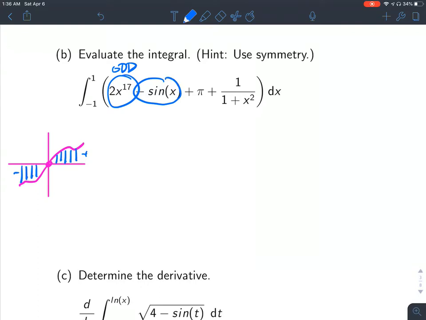Sine is also odd. Sine normally looks something like this. Since this is negative, it's reflected over the y-axis, so it would look like this. But regardless, it's odd, so that means these areas are going to cancel out because the upper and lower bounds are symmetric with the y-axis. So those first two parts are equivalent to saying that the areas are 0.